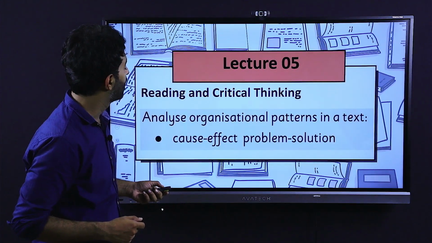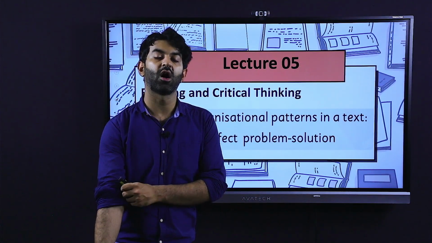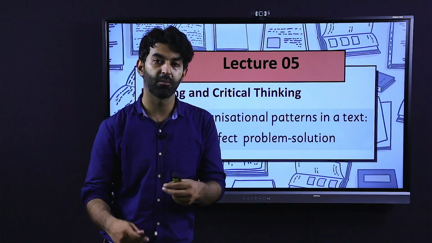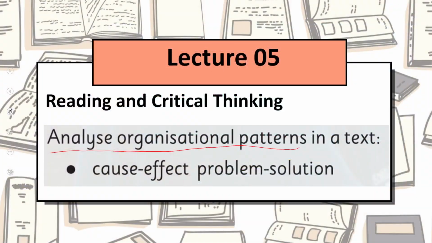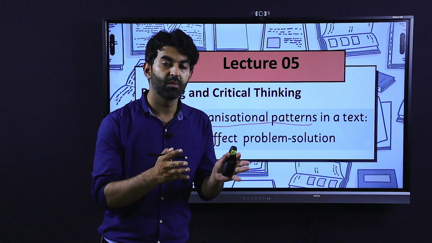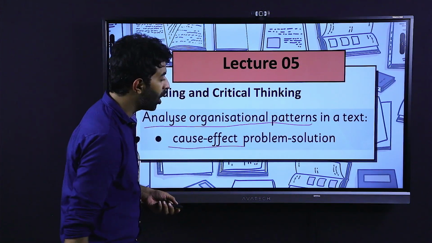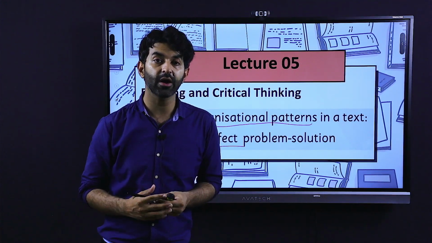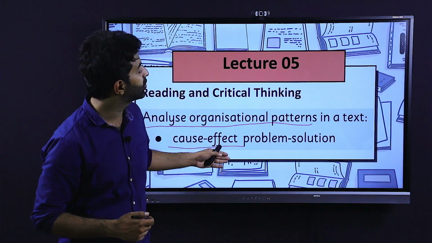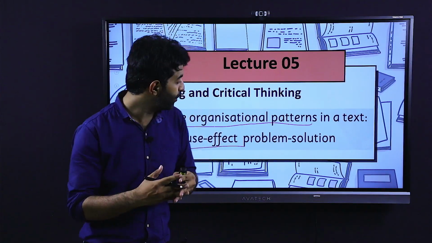Now, for lecture number 5, again, our reading and critical thinking SLOs are more in number than other competencies. Here, you will be analyzing organizational patterns in a sentence, in a text. So in a text, you can see some relationships: cause and effect, or problem and solution. These structures are very common in your essays, in your articles. So you need to be seeing these patterns, which are actually paired up together.